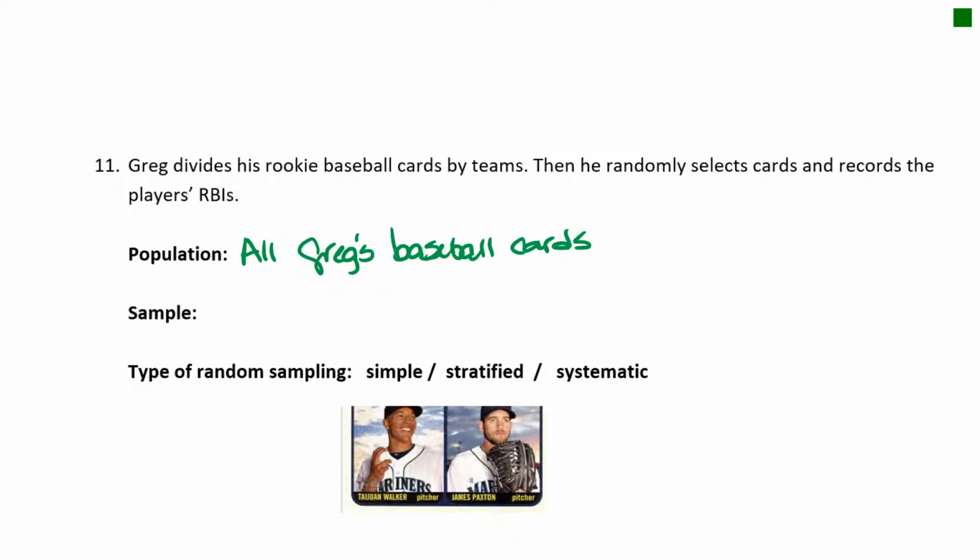Okay, what's the sample? Which cards do we care about? We care about his rookie cards. All right. Now, how did Greg go about doing this? He has all his cards. He divided his cards into rookie cards and non-rookies. Then from the rookie cards, he randomly selected. So is it stratified? He had a system, so it was systematic? No, it was stratified. He divided them first. Systematic is every so often, number wise. All right.